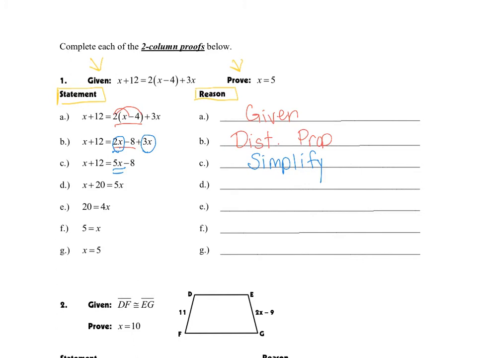Okay. If we look from one step to the next here, you can see that this negative 8 has been added to both sides to produce x + 20 = 5x, and so that is the addition property.